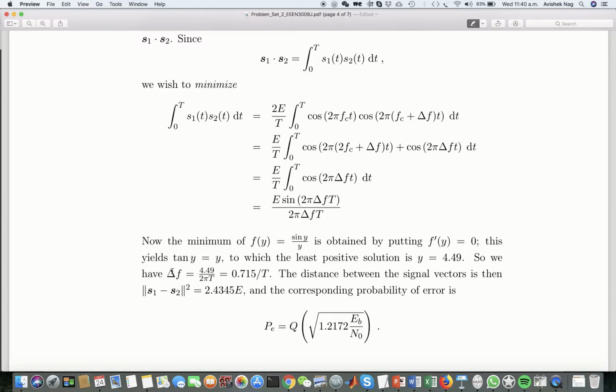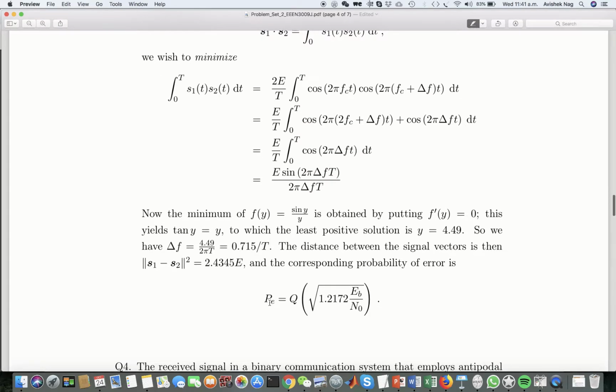This would yield you an equation tan y equal to y, where y is 2 pi delta f T, and the least value occurs when y is 4.49. So your delta f 2 pi T is 4.49, therefore your delta f is 0.715 over T, and therefore the distance between the signal vectors is again the norm of s1 minus s2 squared, and that is this quantity times the energy, and the corresponding probability of error is calculated based on this distance, so this comes to this value.